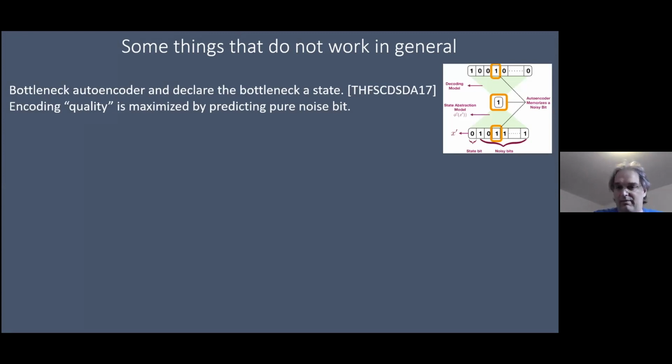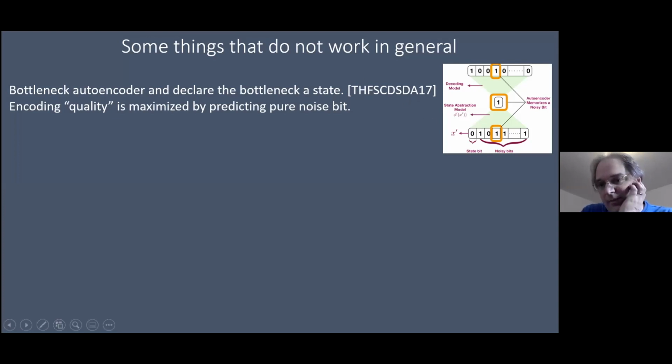And the failure mode of this approach is that, so maybe you have one state bit. So do you see my mouse? Actually, no. Okay. Now I do, yes. Oh, you see my mouse, okay.